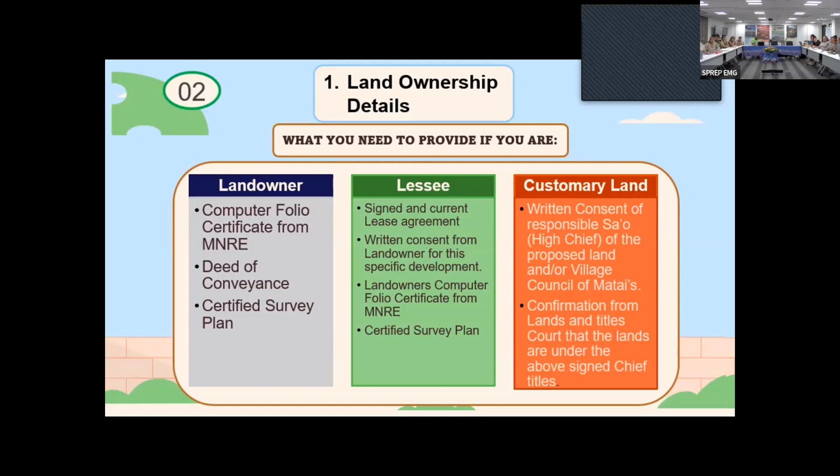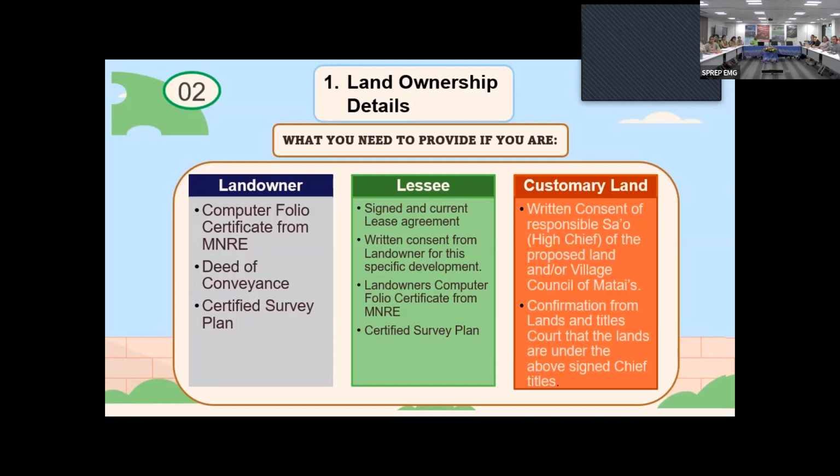development. And to show us that the name on the lease agreement as the landowner is really the true landowner, you can also get us a computer folio certificate from MNRA to say that that landowner is the true and correct landowner for that land. And then just like the landowner documents, you need a computer folio certificate and a registered survey.